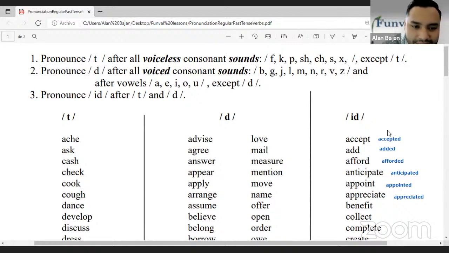Repeat: accepted, added, afforded, anticipated, appointed, appreciated.